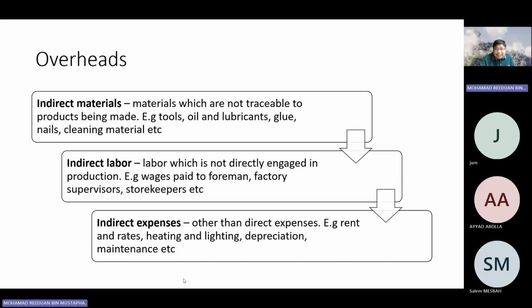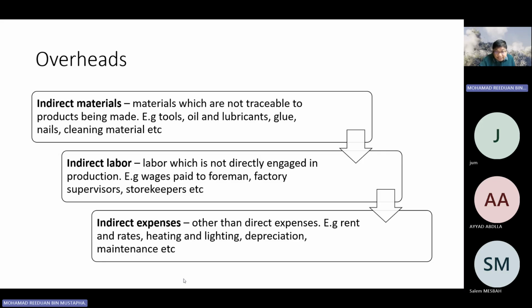And the second one is indirect labor. So labor which is not directly engaged with the production, let's say wages paid for the foreman, factory supervisor, stockkeeper, or especially in your department, the training department. If your cost is indirectly related to that production, then your cost will be counted.